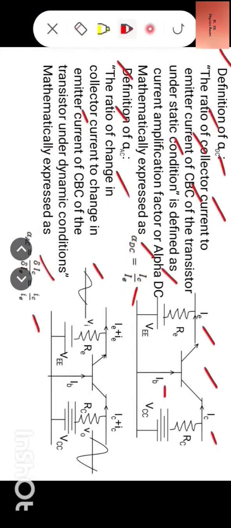Because when you write the symbols for changing current, we use small letters. When we write the symbol for direct current, we use the capital letters. So here we have used the change in collector current, which is denoted by small letters.